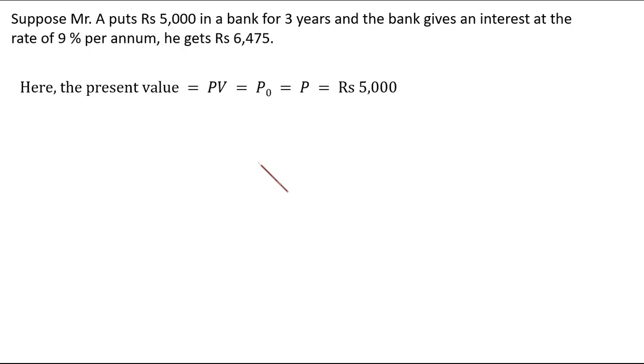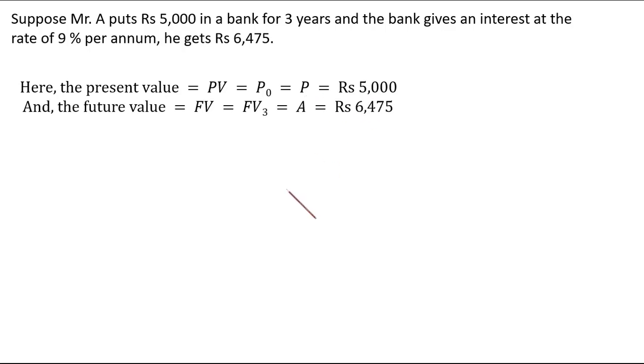6,475. So here the present value, which can be written as PV, or P of 0, which means P after 0 years, or the present value itself, or the principal, is rupees 5,000, and the future value, which can be written as FV, or FV after 3 years, the amount received after 3 years, is 6,475, and the number of years is 3, and the rate of interest will be written as small i, which is 9%, which can be written as 9 upon 100, or in decimal we can rewrite it as 0.09.